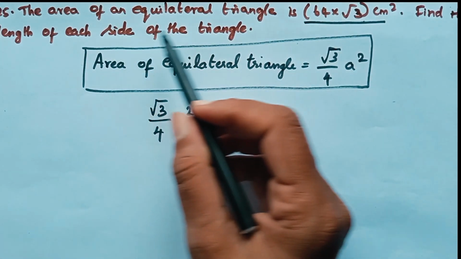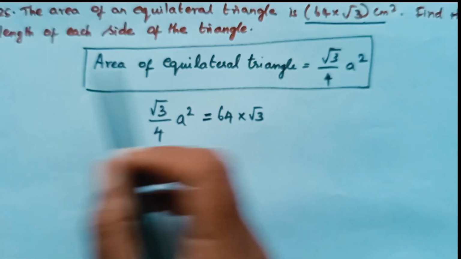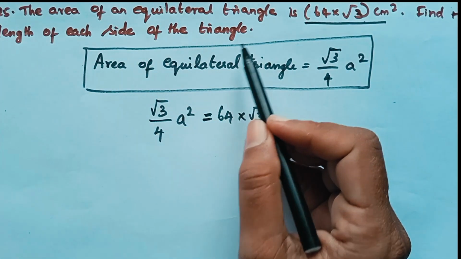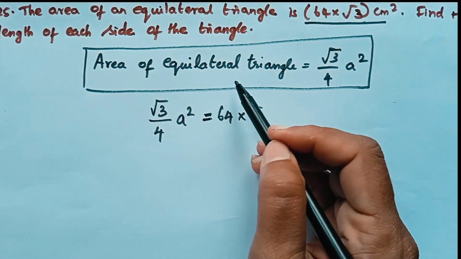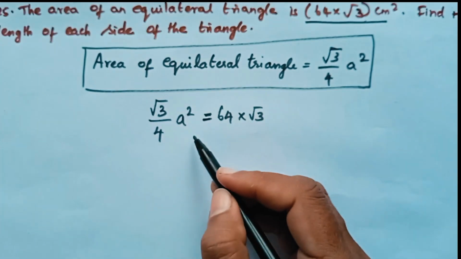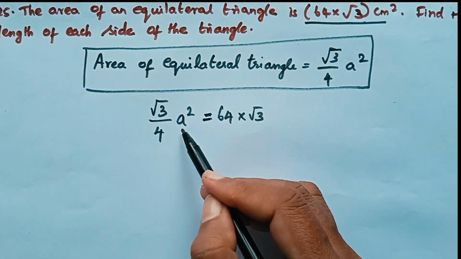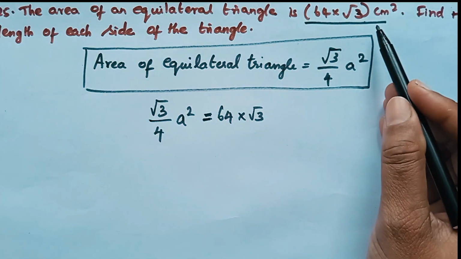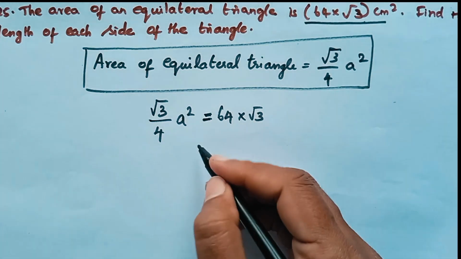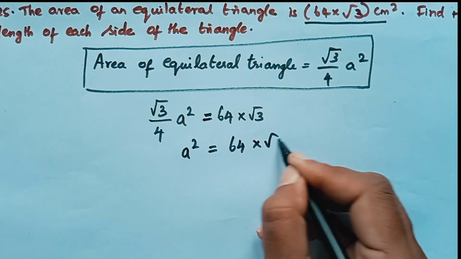Next question: the area of an equilateral triangle is 64 into root 3 centimeter square. Find the length of each side of the triangle. We know the formula, area of an equilateral triangle is equal to root 3 by 4 a square. So use that formula to find the side. Root 3 by 4 into a square is equal to, the given in the question, 64 into root 3.